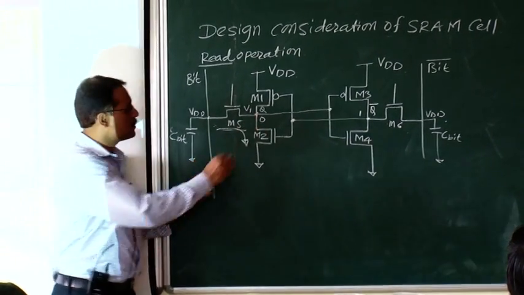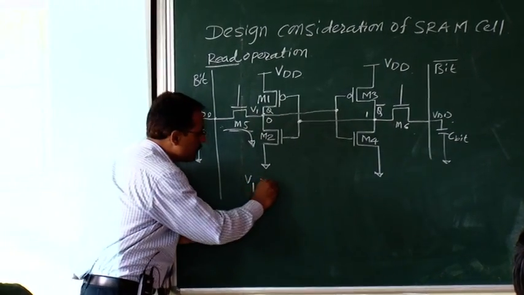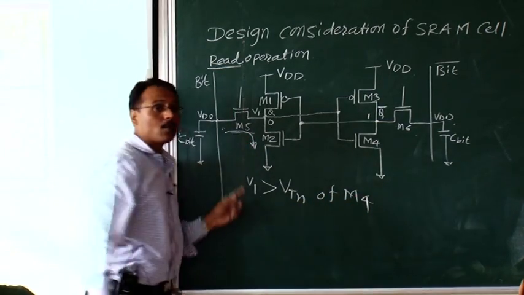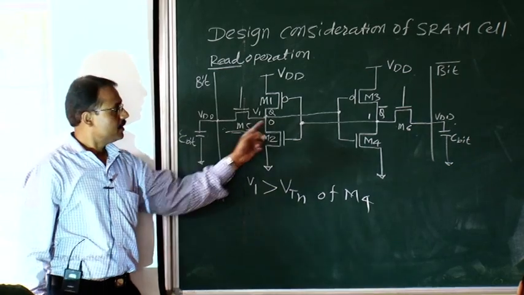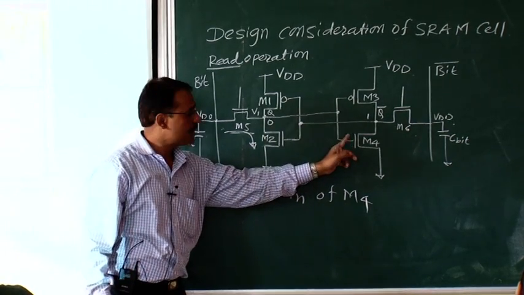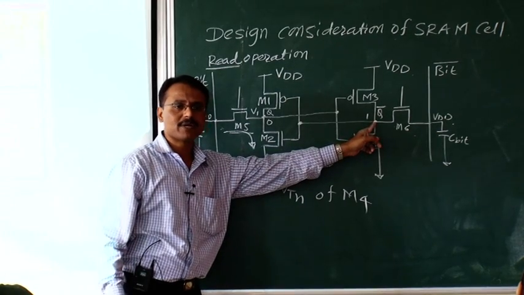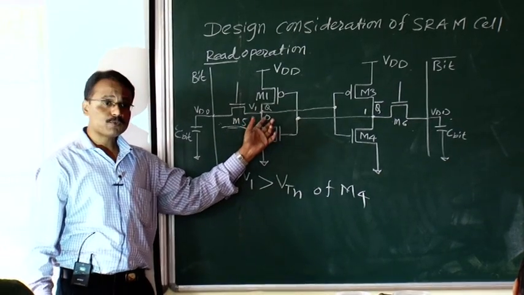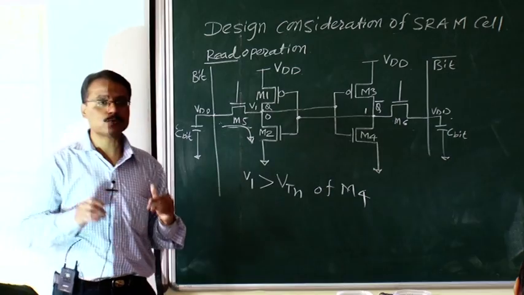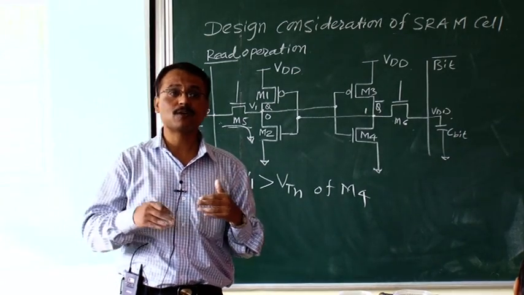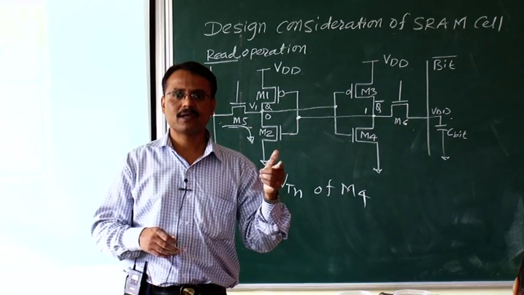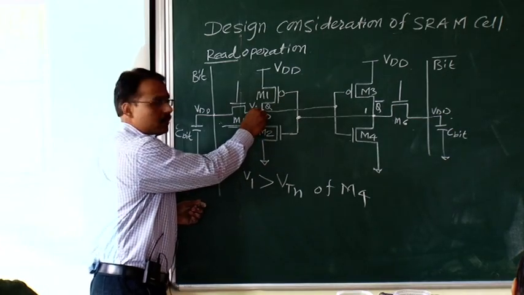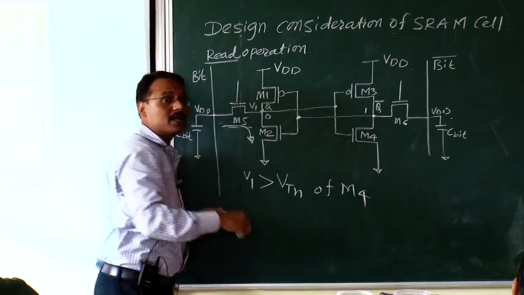And suppose if this voltage V1 becomes greater than VTN, that is threshold voltage of M4, now what happens? M4 will turn on. So when M4 turns on, voltage at this point will become 0. And what will happen to M2? M2 will turn off and voltage at this point is 1. So this should not happen because we are performing read operation. So during read operation content should not get modified. And what is the possibility that contents will get modified? If this V1 goes beyond threshold voltage of M4, then contents get modified.